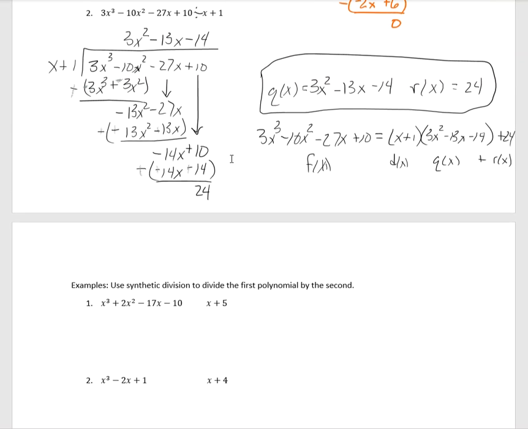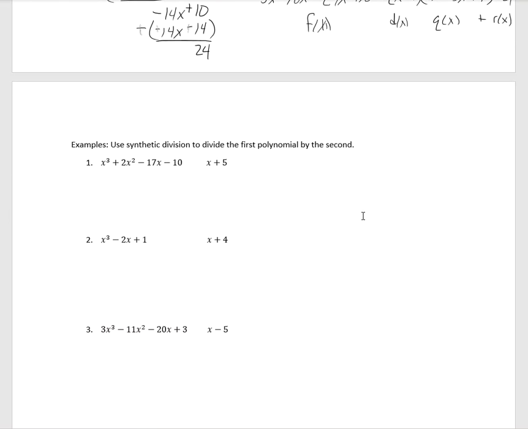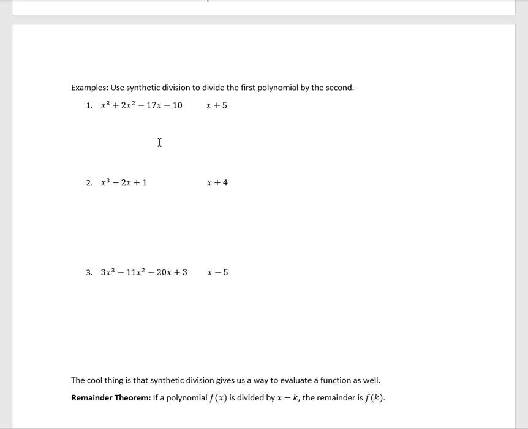So we could keep doing this, but look how messy that is, and look how many lines. 1, 2, 3, 4, 5, 6, 7, 8 lines at least. And so it takes up some room. Synthetic division is a way of taking out the variable, but you have to stay organized. All right, so first step, we are going to write our coefficients. 1 for x cubed, 2 for x squared, minus 17x, and a minus 10.